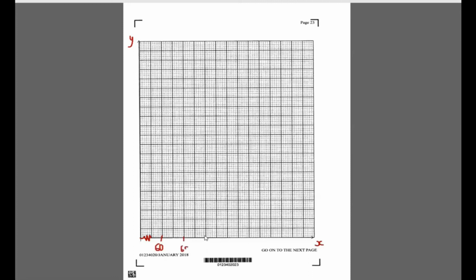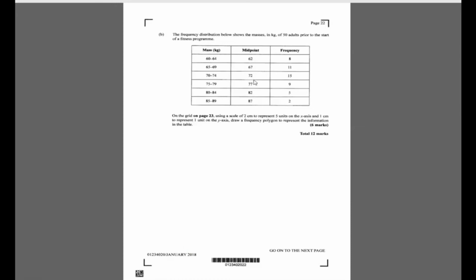This is going to be 70, and right here is going to be 75. Right here is 80, right here is 85. And then the midpoints are going to be all of these. And for the frequency, 1 centimeter represents 1 unit along the y.